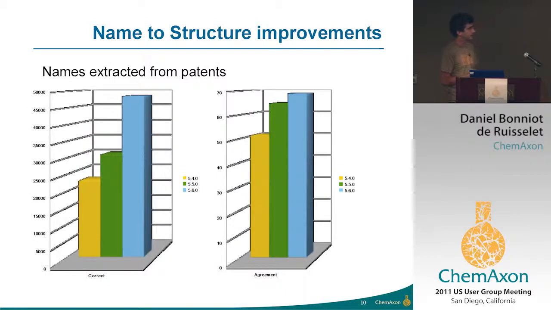This is a different data set. This is names that are extracted from patents. And here you can see even bigger improvements because actually we focused less on that before, and now we focused more on it. So I could discover patterns of things that we didn't support, and now we do.